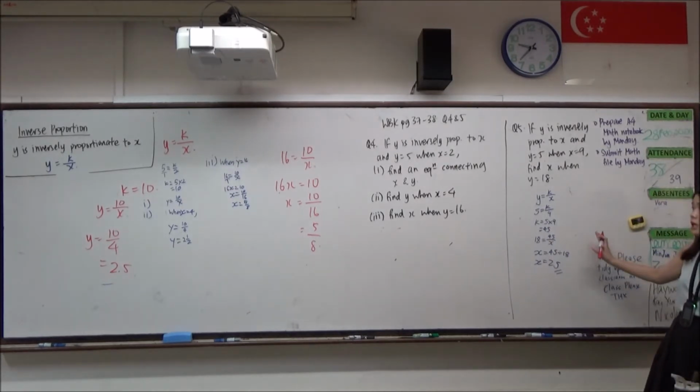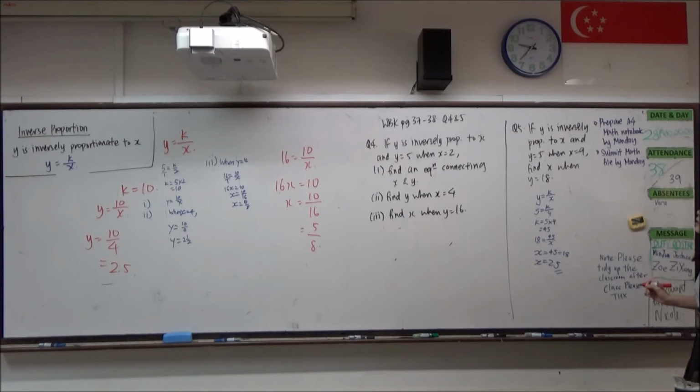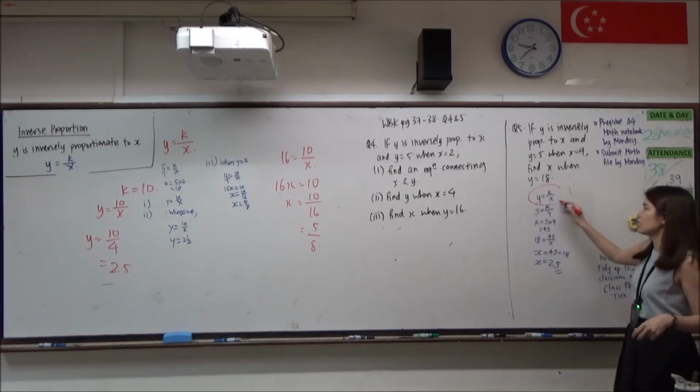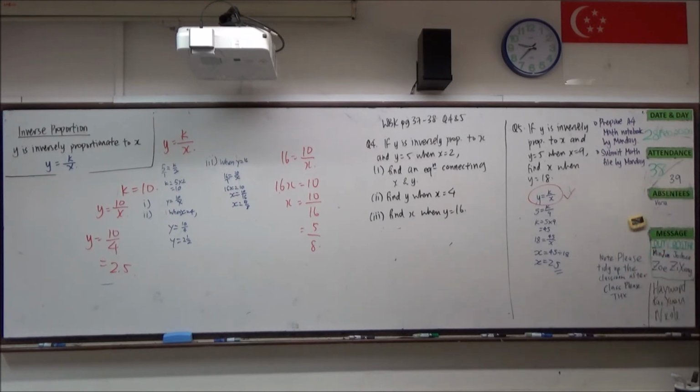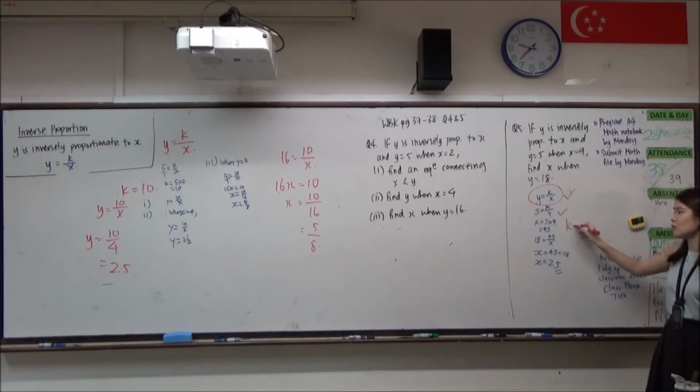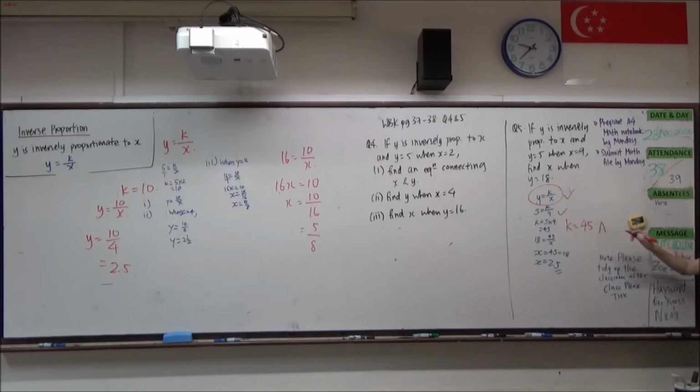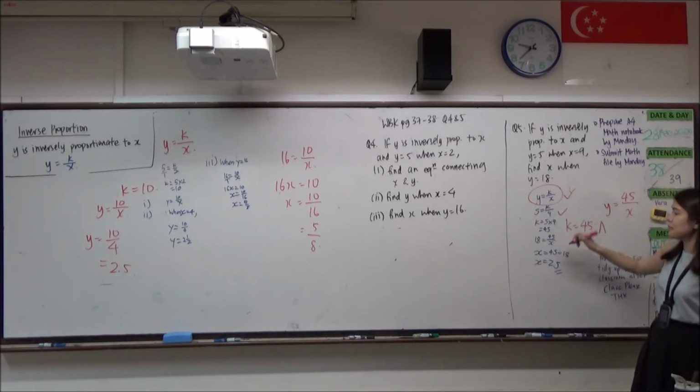Next, question 5. If y is inversely proportional to x, what Nicole gave over here is the correct presentation. Writing down the statement first, then you put in the numbers and k will be equal to 45. I'd like to add on that do write down what the equation is. y is equal to 45 over x. Then after that you put in the numbers. 18 equals 45 over x.